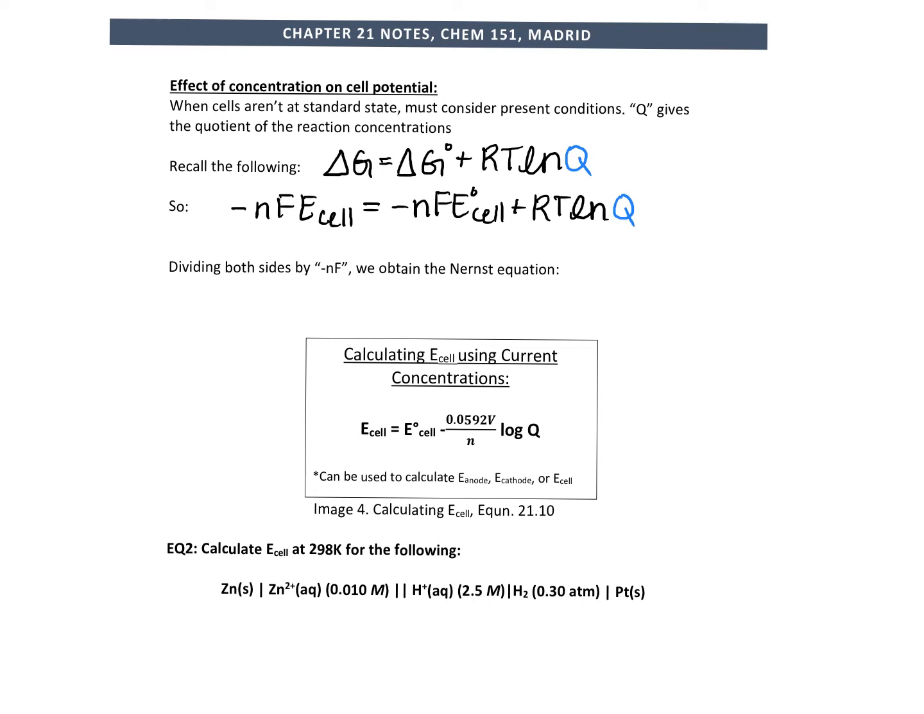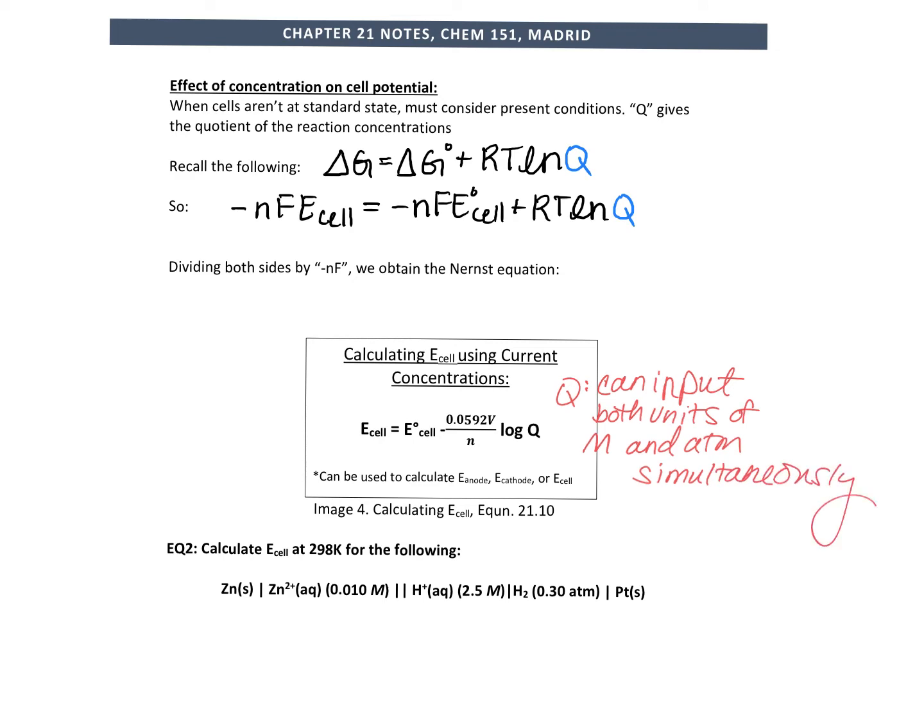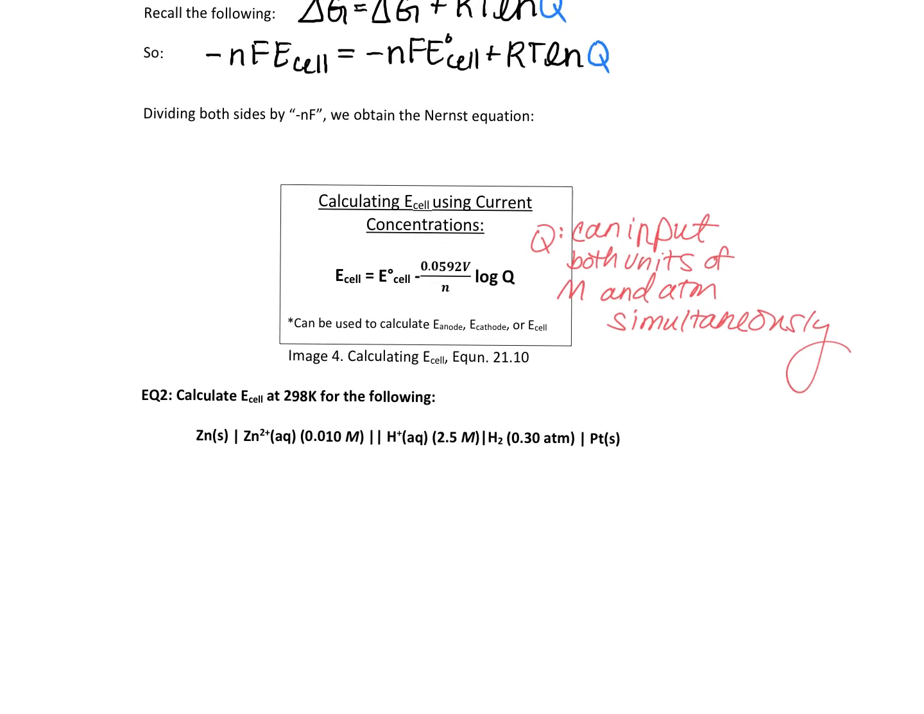So a really interesting thing about this Q, though, is it's not QC or QP, it's just looking at products over reactants. So you can actually input both units of molarity and atmospheres simultaneously. You do not have to convert one into the other. So that's pretty great. No conversion necessary.